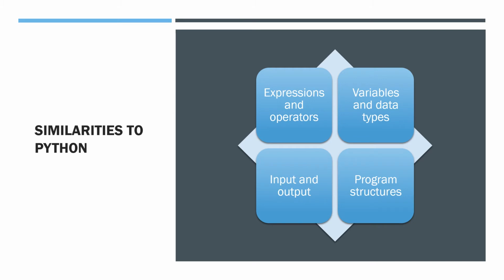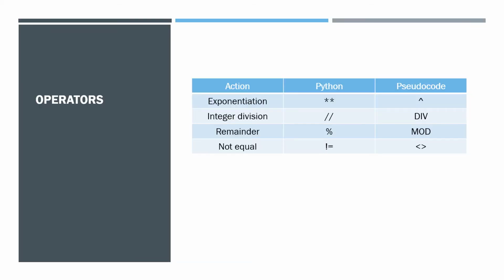Pseudocode has many great similarities to Python. The use of expressions and operators is almost identical to Python. There'll be variables, the data types are the same, the input and output commands are the same, and the basic program structures are the same. There are some small detailed differences, and I'll go through those now. The operators are largely the same, but these 4 operators are different.